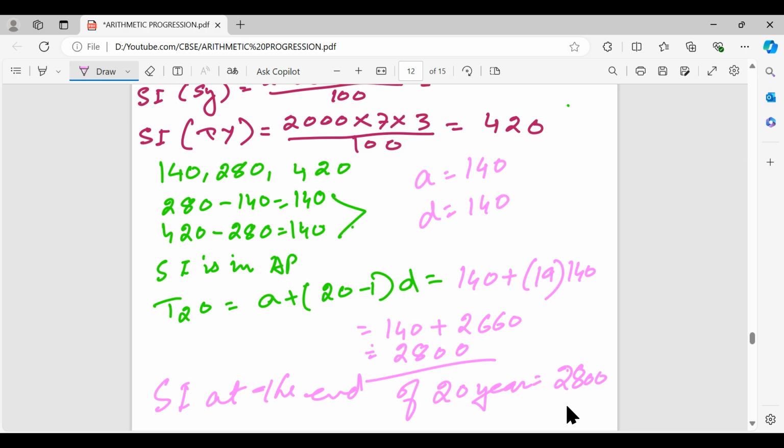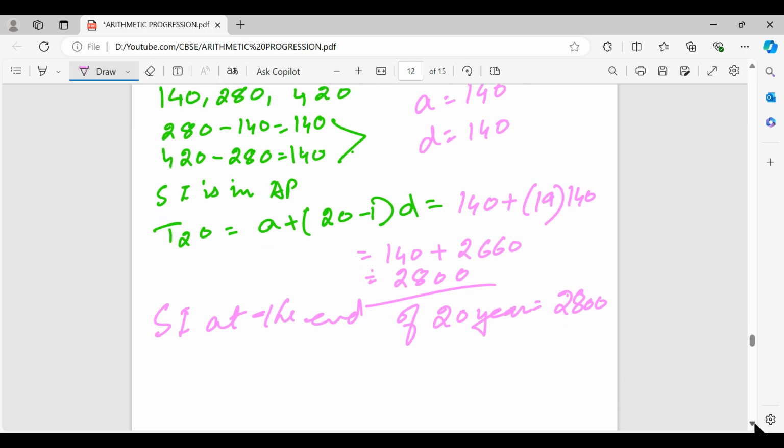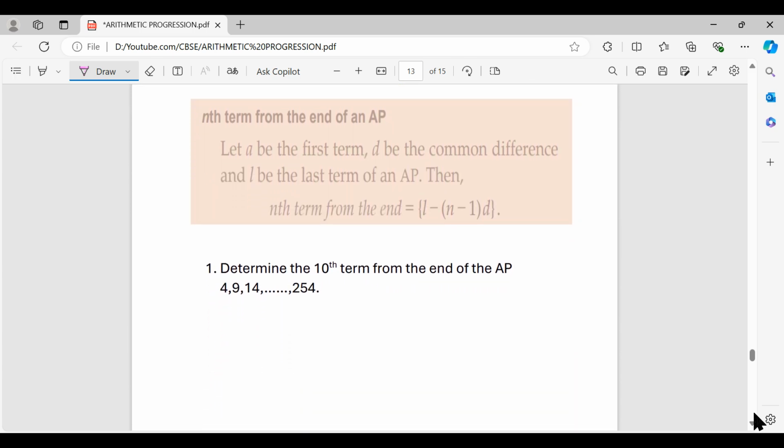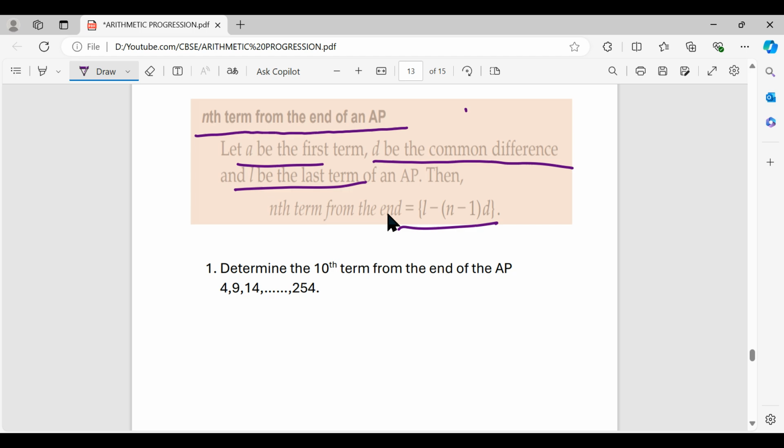So we are solving one question of each type actually in this. Okay, this is the last question of this topic. So here's something different you can find. This talks about finding the nth term from the end of an AP. Till now we were doing the nth term from the first term, like from the beginning. But here we have to find the nth term from the last. So let a be the first term, d be the common difference, and l be the last term of the AP. Then the nth term from the end is l minus n minus 1 times d.